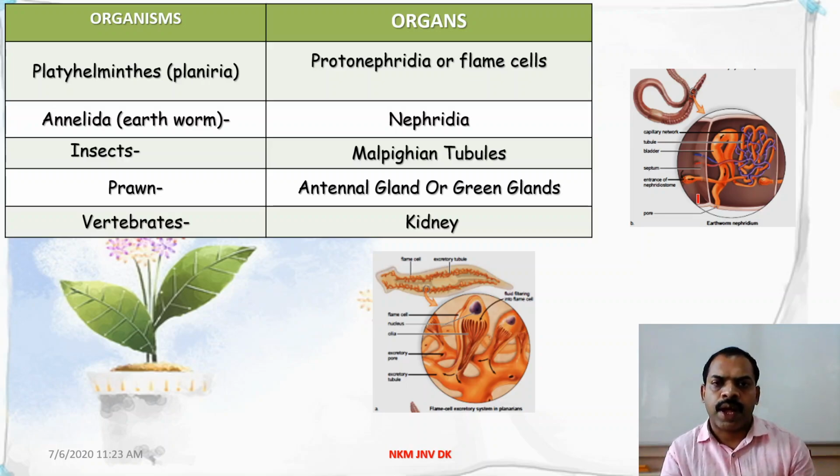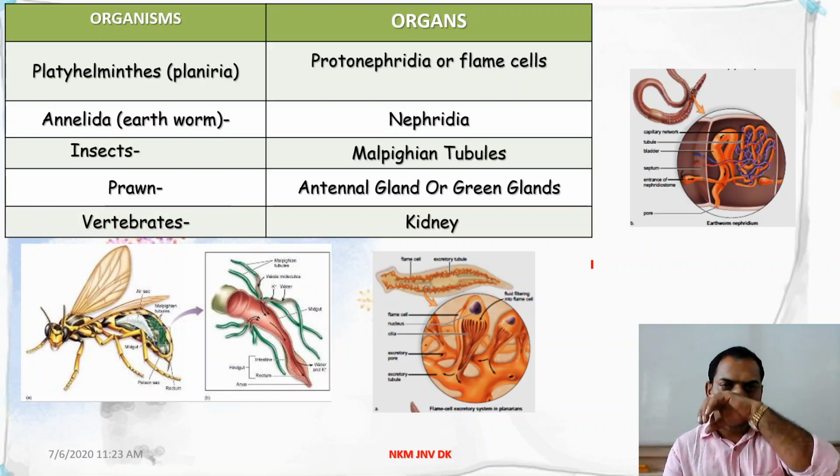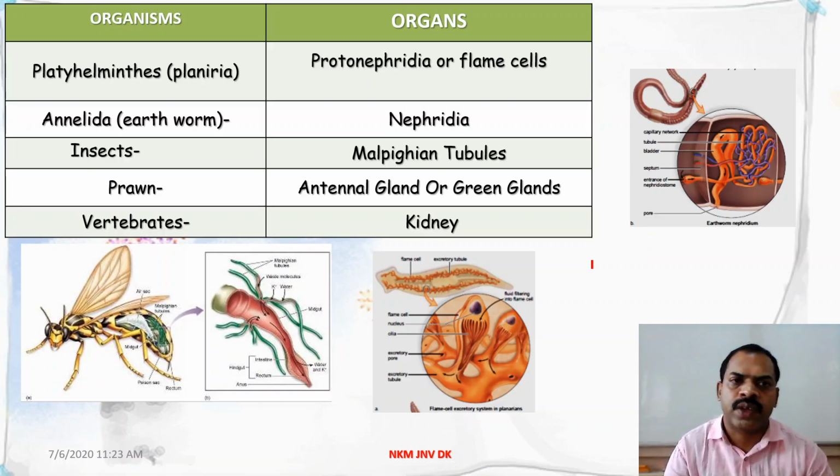Insects have Malpighian tubules. So we have to study the Malpighian tubules, a special type of tube-like structures in the insects, all types of insects. Different types of glands are there, and vertebrates have kidneys. So we just need to know the different types of excretory organs of organisms. We have prepared this table.